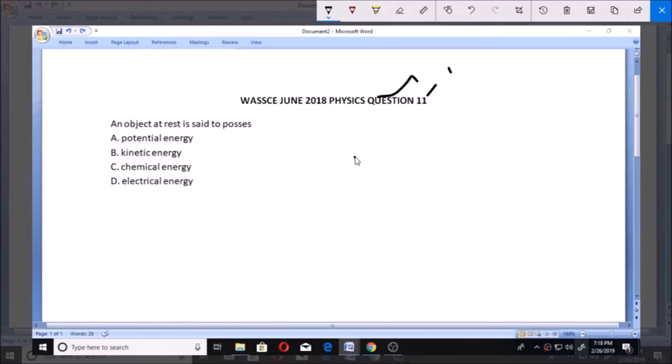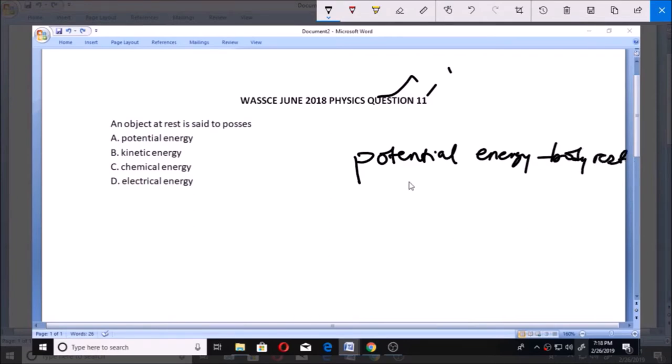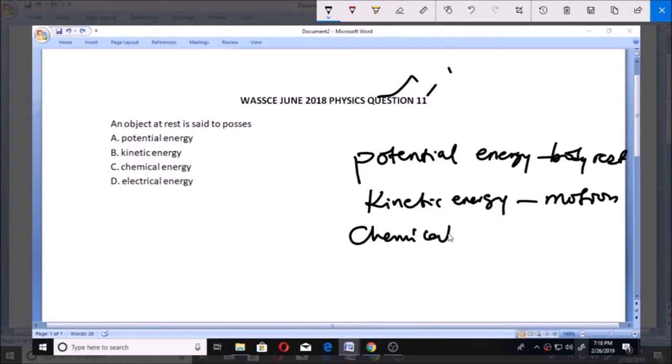We all know that whenever a body is at rest, the type of energy it possesses is potential energy. That is body at rest. We all know that. And this is energy due to your position at rest in a particular place. Then we also know about kinetic energy, which is energy due to motion, energy of a moving body. Then we know about chemical energy, which is energy in chemical substances, the energy you have in cassava, the energy you have in your food, matter in form of food or any other thing.